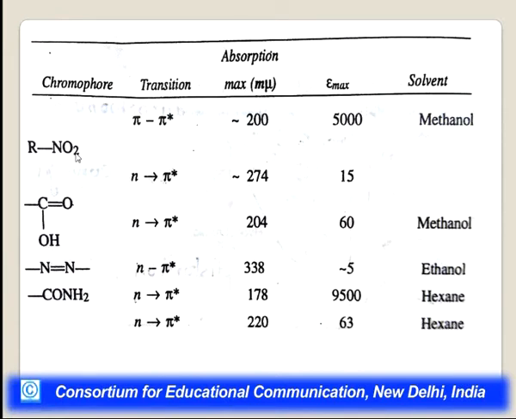Other chromophores are here: the nitro group, this is acidic, this is azo, a double bond N, and this is the amide group. The responsible transition you can see over here is pi to pi star, as a double bond is there between N and nitrogen. Also because of this oxygen there will be a non-bonding to pi star transition also, and here you can see this is the carboxylic group, non-bonding to pi star, with a 204 value for absorption maxima. For the azo group, you can see non-bonding to pi star. For the amide group, non-bonding to pi star, and these are the different values.